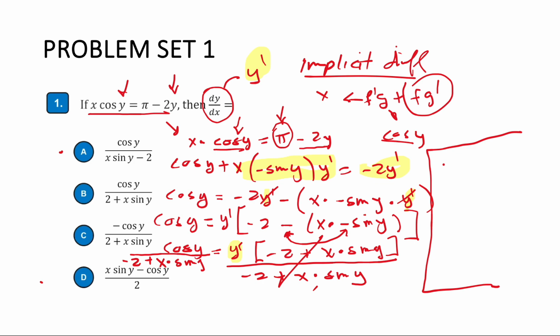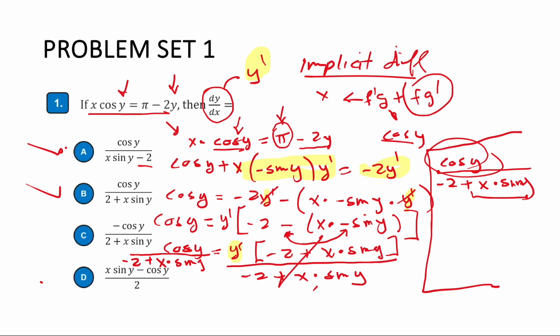So we have now that our answer is cosine of y on top of negative 2 plus x times sine of y, okay? When you look at your options, notice that my cosine of y is positive, so I'm looking at either A or B to be the correct answers. But I also notice that my x times sine of y is positive, and my 2 is negative, right? So our option is A.